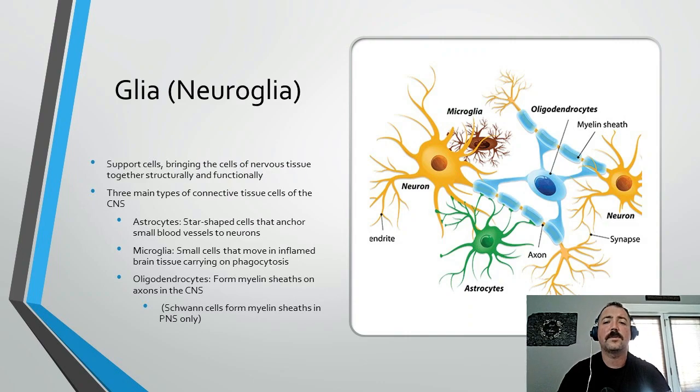Let's take a look at some of the other cells in the nervous system. These are called the glial cells, or neuroglia, which act like support cells for the nervous system. We have astrocytes, which act as anchors, holding neurons to nearby small blood vessels. We have microglia, which are like the cleanup crew for the nervous system. They travel across the brain and find inflamed areas, usually due to an infection, and clean up the debris using phagocytosis. Lastly, we have oligodendrocytes, or Schwann cells.